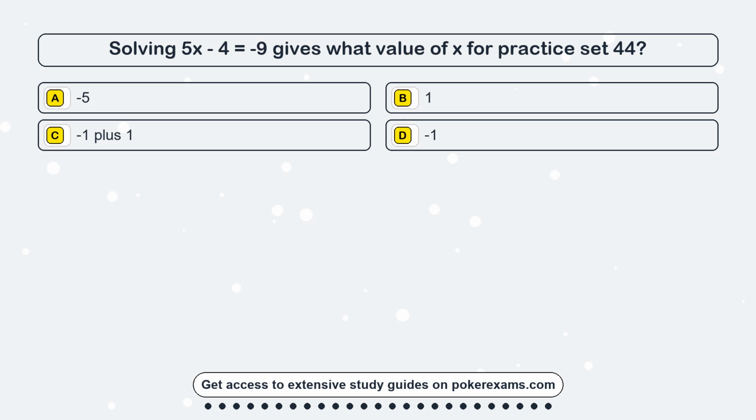Question 9. Solving 5x minus 4 equals minus 9 gives what value of x for practice set 44? Option A, minus 5. Option B 1. Option C, minus 1 plus 1. Option D, minus 1.